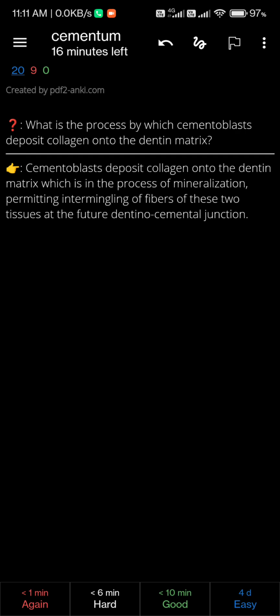So, what is the process by which cementoblasts deposit collagen onto the dentin matrix? The process by which cementoblasts deposit collagen onto the dentin matrix is mineralization, permitting the intermingling of fibers of these two tissues at the future dentinocemental junction.